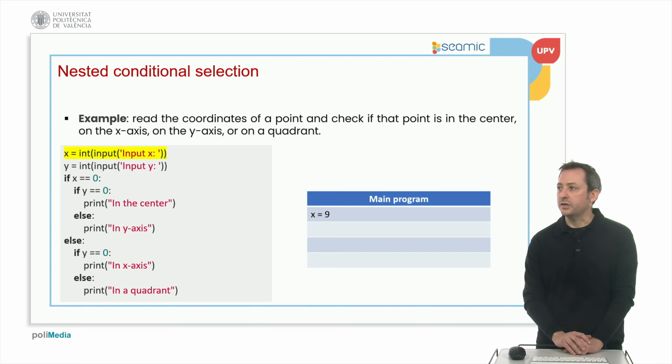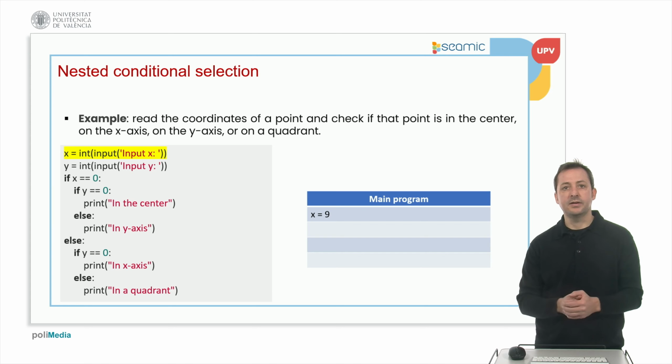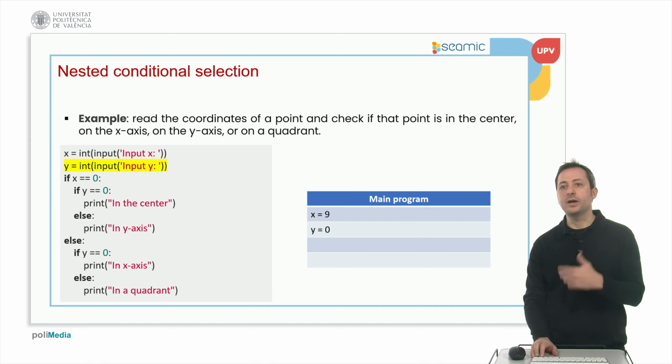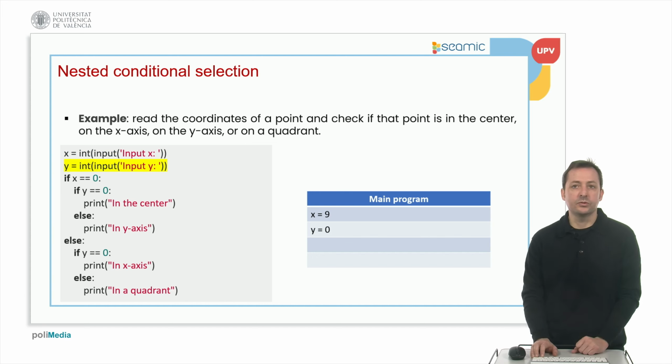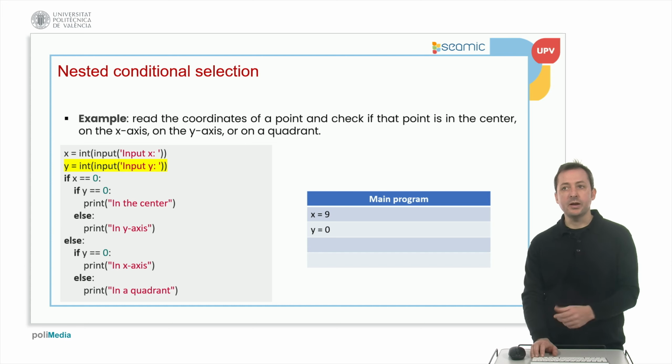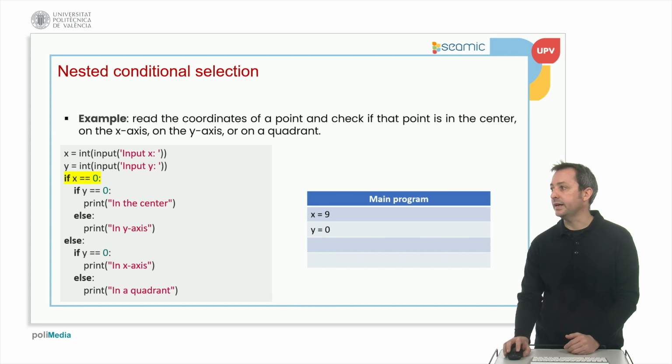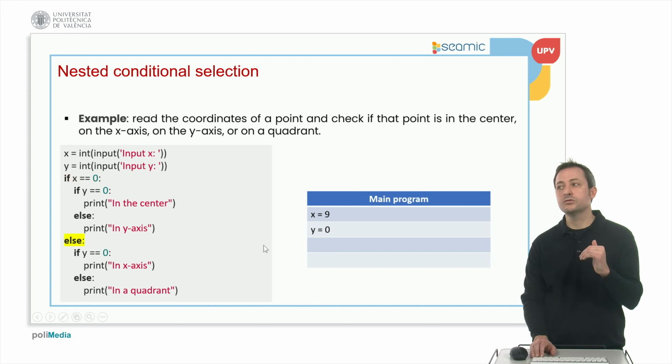The very first instruction is this one, in which we define a variable x and ask the user for introducing a value. In this case, let's suppose that we introduce a number 9, and then we ask for another value stored in variable y. In this case, let's say that we introduce 0. So having these two values, the next instruction is comparing if x is equal to 0.